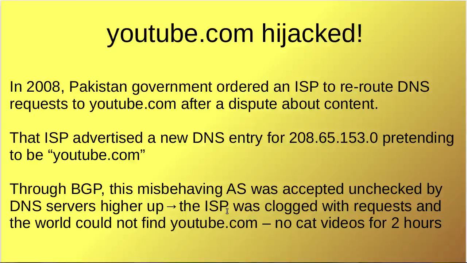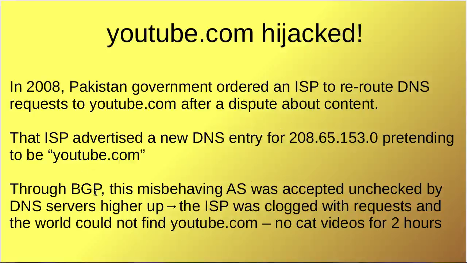One of the famous cases where things went wrong was from 10 years ago. In 2008, the Pakistani government ordered a Pakistani ISP to reroute DNS requests to YouTube after a dispute about some videos that criticized the Islamic religion. As a result, that ISP in Pakistan advertised a new entry for the address 208.65.153.0, which was YouTube's network. And so it was essentially pretending to be youtube.com.